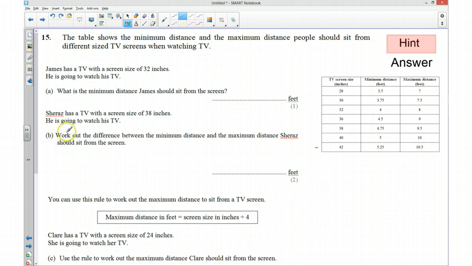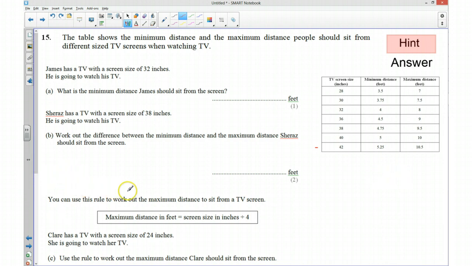Now Shiraz has a TV with a screen size of 38 inches. He is going to watch his TV. Work out the difference between the minimum distance and the maximum distance Shiraz should sit from the screen. So decide which bits of information you need from the table and decide how you're going to find the difference between those.